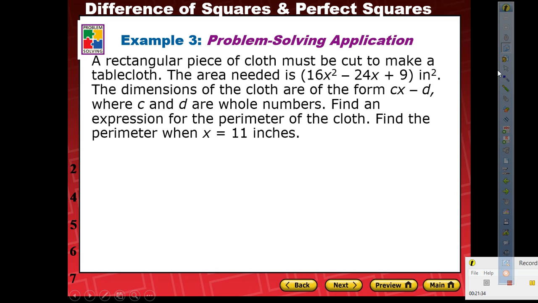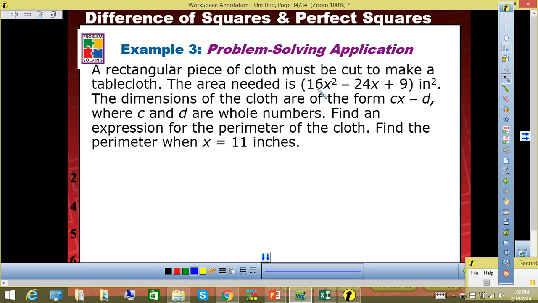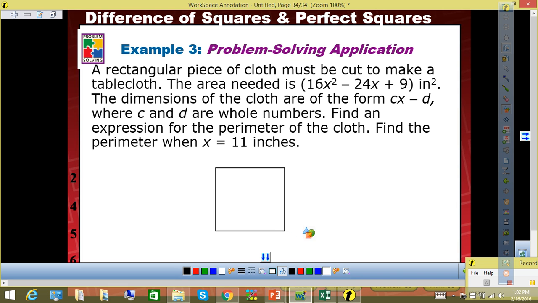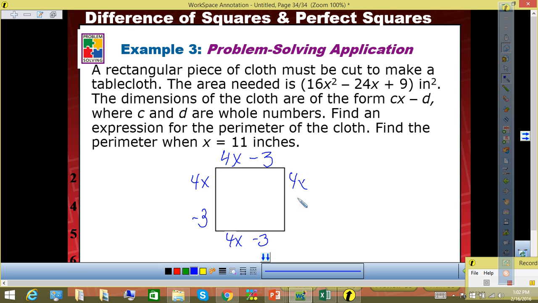Let's see. First step. Who checked to see if this was a perfect square? Was it a perfect square? Yes. So right away, if it is a perfect square, then we know that we draw a square, and the cloth is a square. Is that correct? So what are my factors, everyone? Minus 3. Therefore, this side is 4x minus 3, 4x minus 3, 4x minus 3.